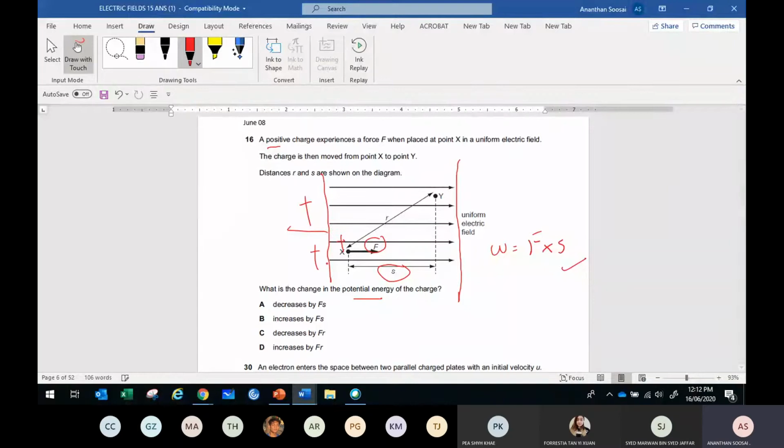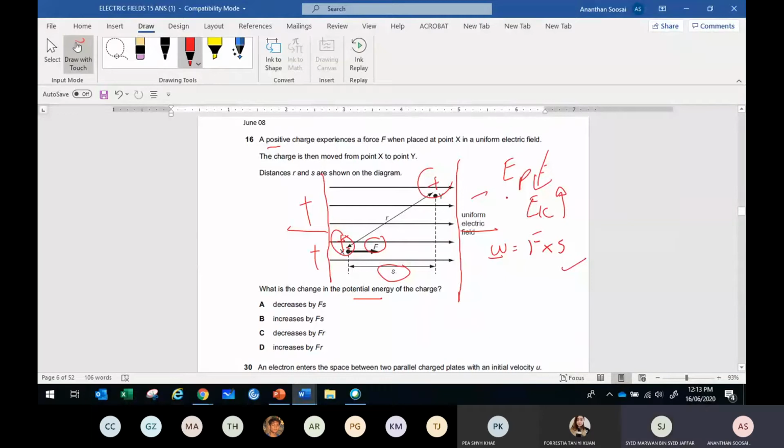So this is the positive plate. This is the negative plate. So the positive charge is getting closer to the negative plate. When a positive charge gets close to the negative plate, what happens to the potential energy? Decrease or increase? It will decrease. Potential energy will decrease. Kinetic energy will increase.